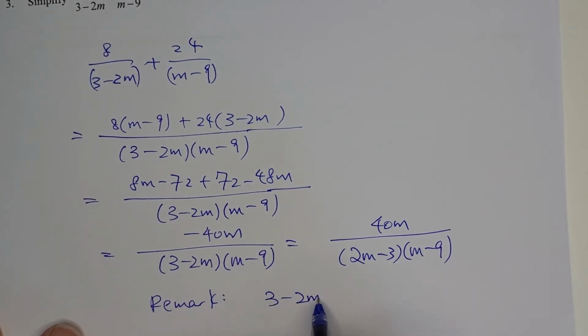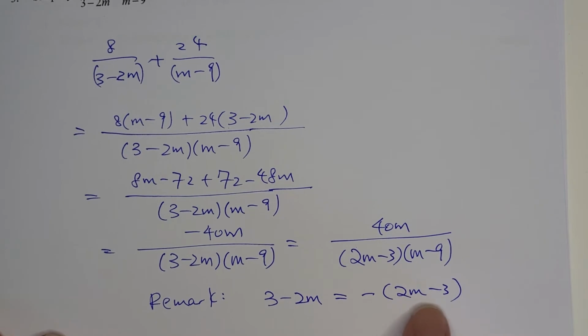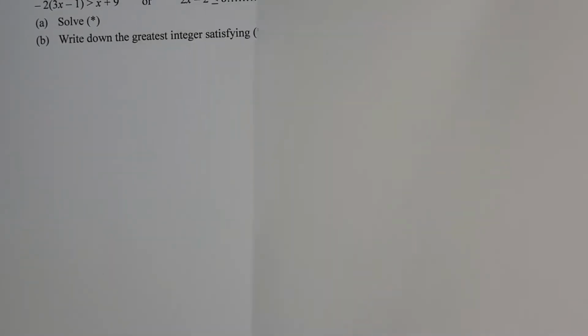3 minus 2m can be written as negative multiplied with 2m minus 3. Okay? So that's the way you can swap the position of these two numbers, by taking out the negative sign. So that's the end of question number 3. And then go to question number 4.